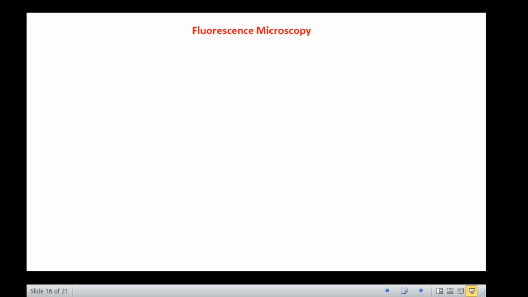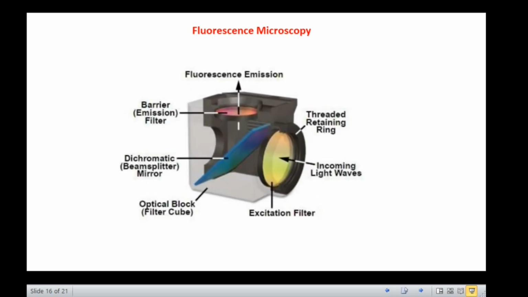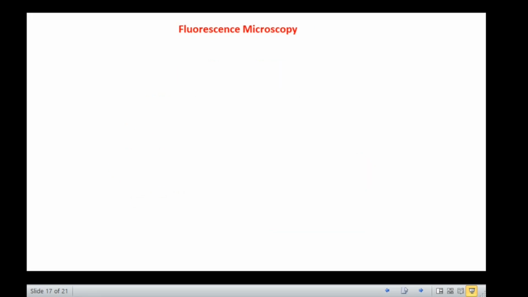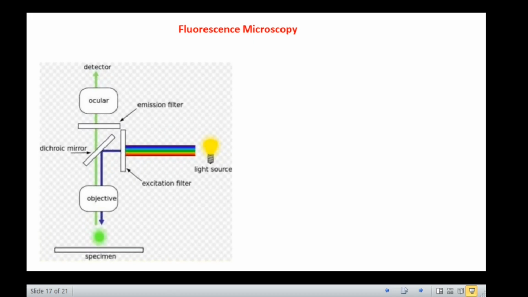Let us quickly revise the three important filters of fluorescence microscope. The incoming light waves are filtered by excitation filters. This is the dichroic mirror which allows light rays of only selected wavelength to pass through it. This is the emission or barrier filter which allows only the emitted light or fluorescence to pass through it. Let us now discuss the ray diagram and working of the fluorescence microscope.